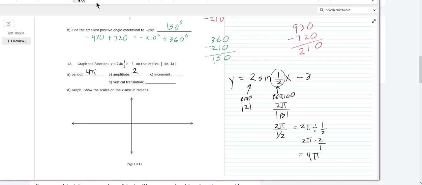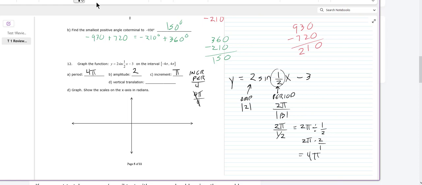Okay, the increment will tell you how to do your x-axis. The increment is always figured out by doing the period divided by 4. The reason you're dividing it by 4 is that all trig functions have 5 key points, so you're evening that out by 4 spaces. You take the period, which is 4 pi, divide that by 4, and the increment is pi. And that's how we're going to end up doing our x-axis.